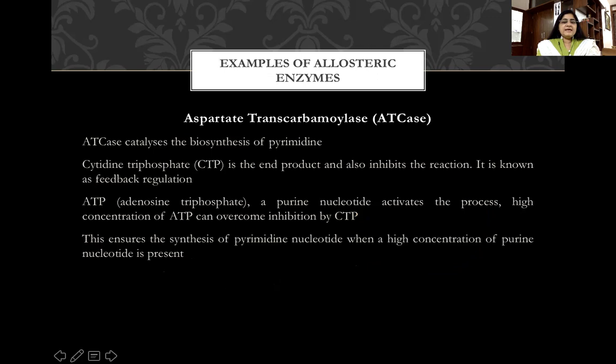Now, these are different examples of allosteric enzymes. The classic example is aspartate transcarbamylase, which is involved in the biosynthesis of pyrimidine, and CTP is the end product and also inhibits the reaction, and this is also known as feedback regulation. ATP, a purine nucleotide, activates the process. A high concentration of ATP can overcome inhibition by CTP. And this ensures the synthesis of pyrimidine nucleotides when a high concentration of purine nucleotides is present.